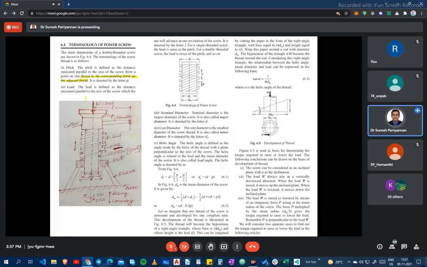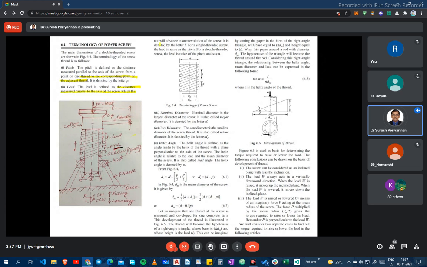Lead is nothing but the distance measured parallel to the axis of the screw, which the nut advances in one revolution. How much the screw moved, that distance is measured parallel to the axis of the nut. That is lead.